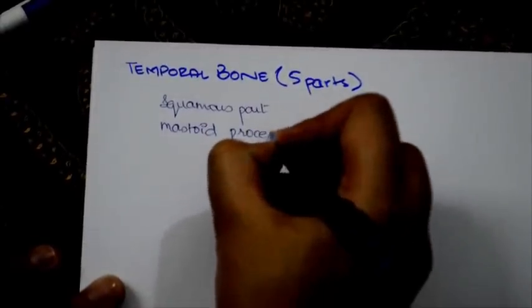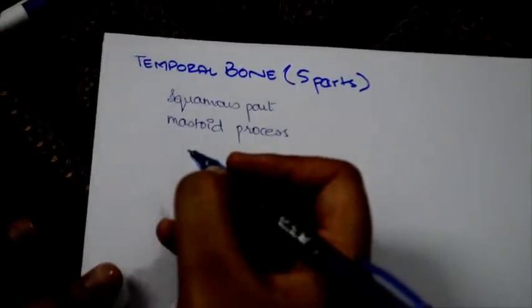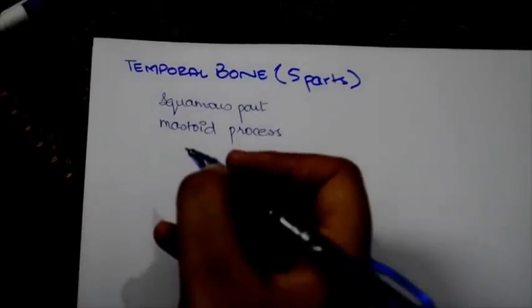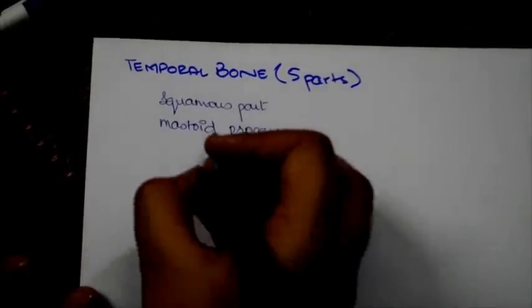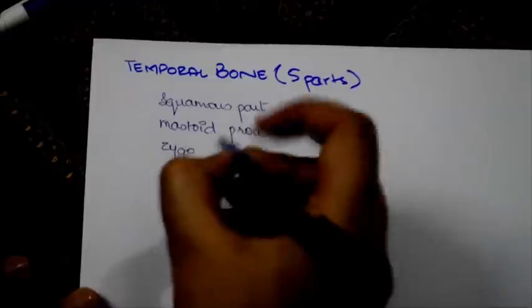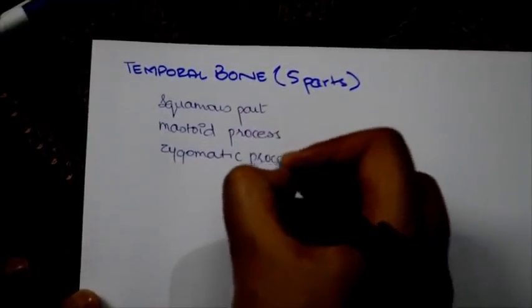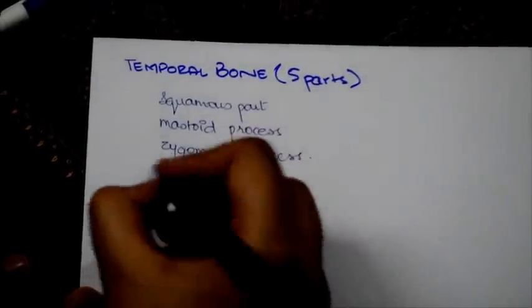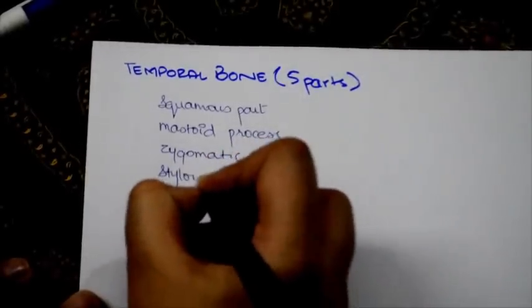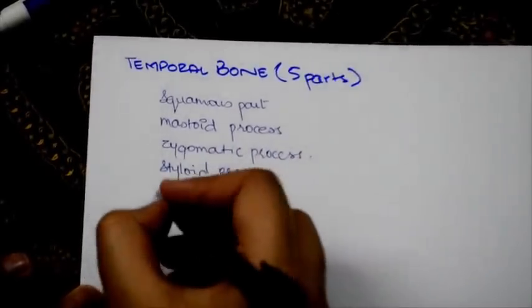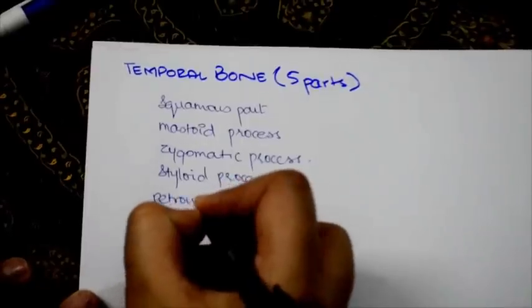If you've already been taking the anatomy classes, you'll be aware of these parts. Zygomatic process, the styloid process, and the petrous part.